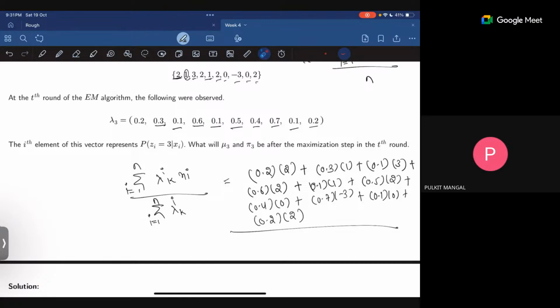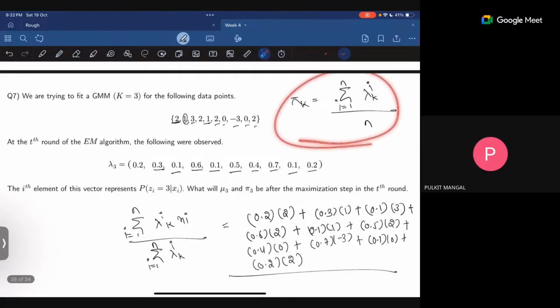So maybe if you are not able to remember in one go, just focus on the main part: the mean is the weighted average, and the quantity with which you are giving them weightage is the posterior probability, that is lambda ik. Similarly, your variance is also a weighted variance, and this pi k is just the average of the posterior probability.